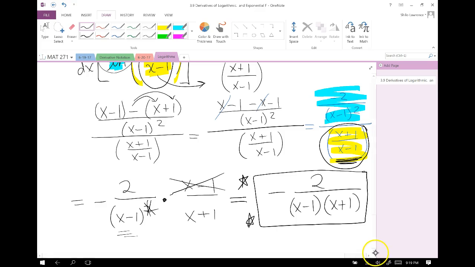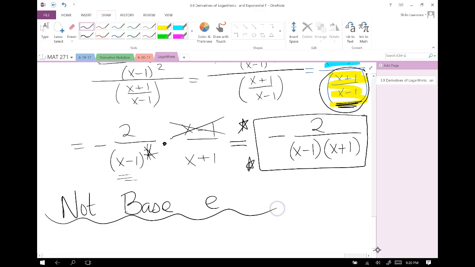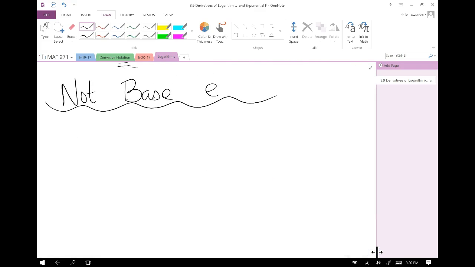So what if we're asked for derivatives of logs and exponentials, but it's not base e? There's actually a rule that we learn in algebra class that's going to help us out quite a bit here. And it's called the change of base formula.